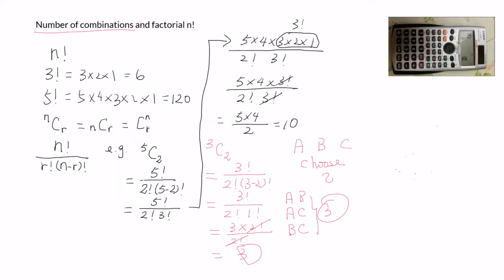And one more thing: we have 0 factorial. Later you will know that for convenience we set 0 factorial to be 1.